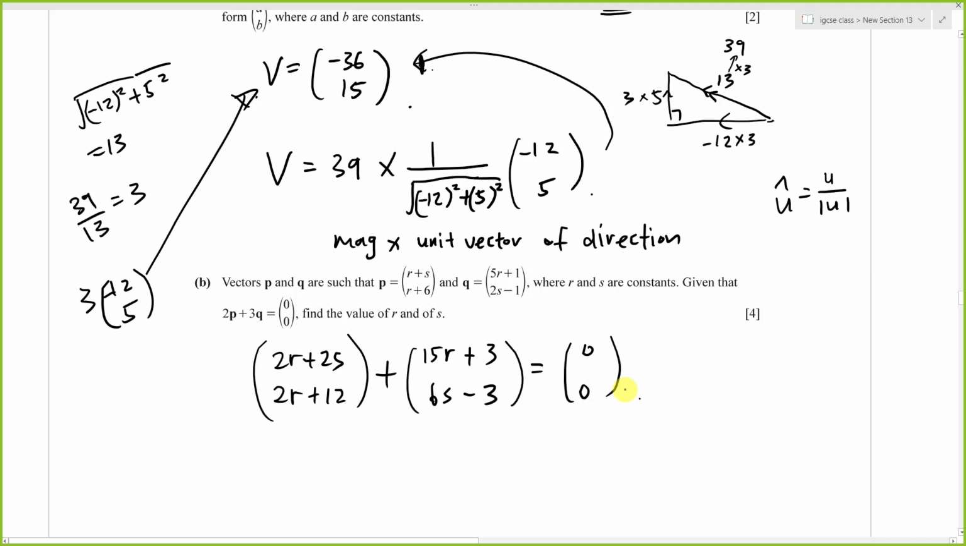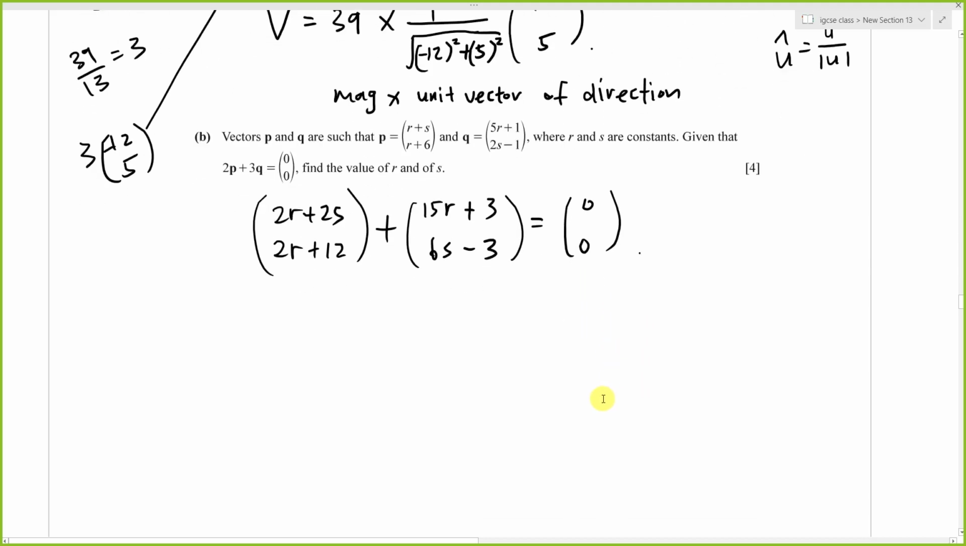Then we just need to solve it. 2R plus 15R is 17R. This one will be 2s plus 3 equals 0. That is the first equation. The second equation is 2R, which is just 2R. Then here is plus 6s. Then the numbers I add together become plus 9 equals 0. And then find the values of R and S.